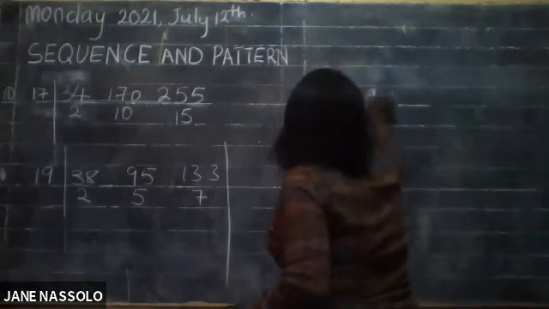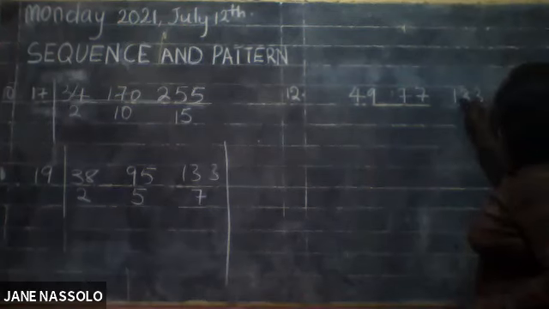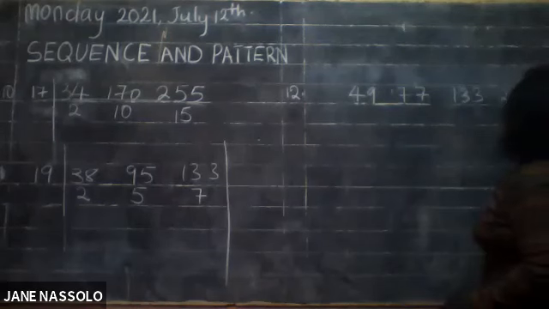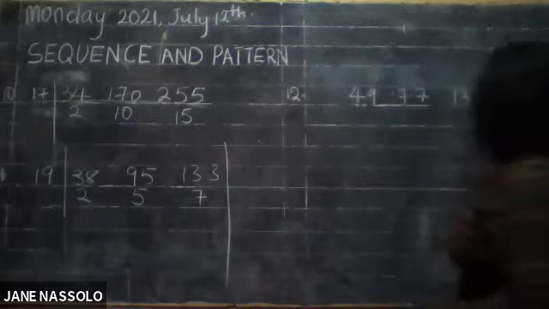Multiples of a number are 49, 77, 133, and 203. 4 multiples of a number are these ones given.